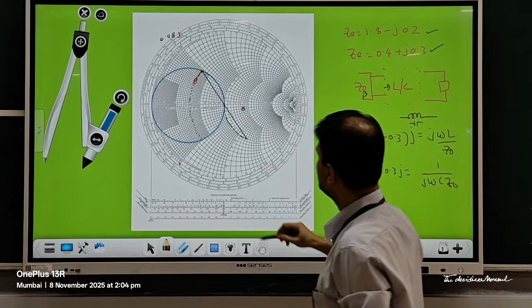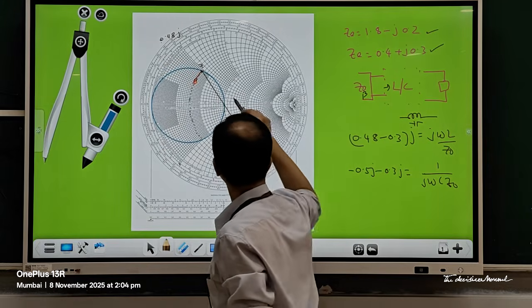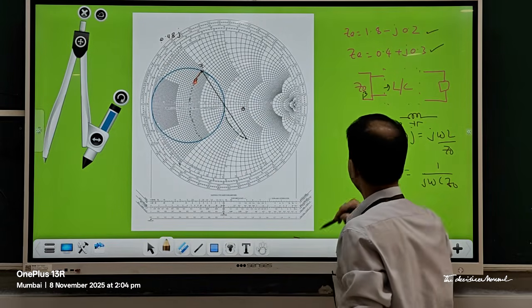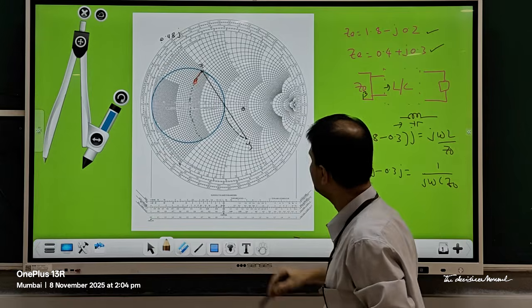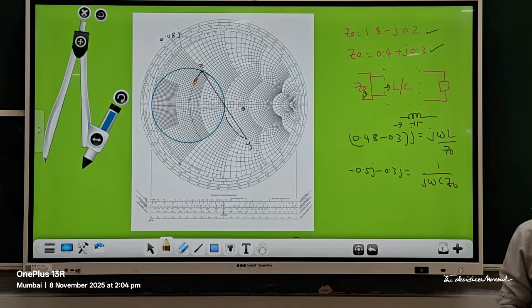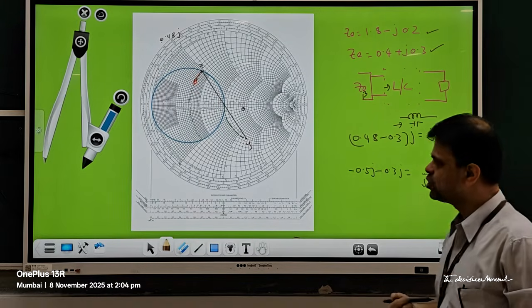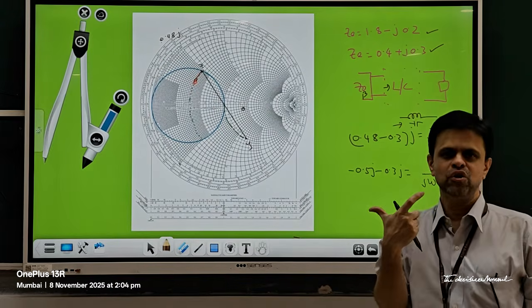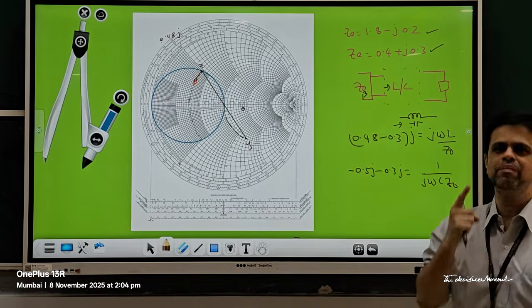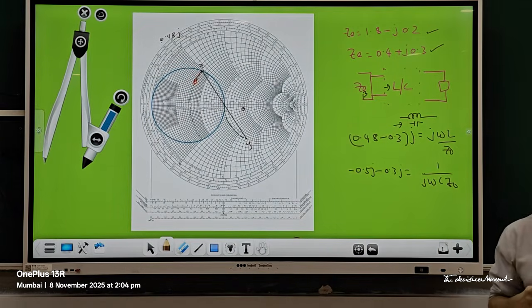So what you have done, this is Z over here, after adding the inductor you have come to the corresponding Y of that. Now you are on the admittance domain. So any changes you are going to make to the circuit now will be done in parallel.